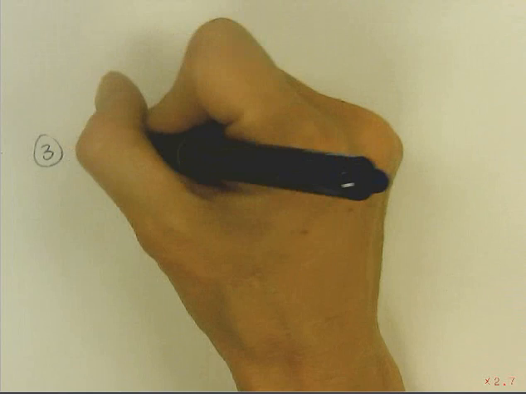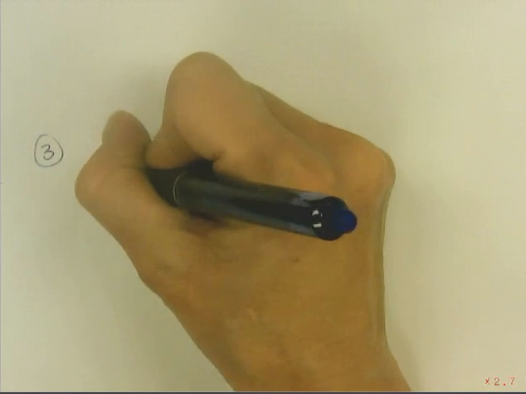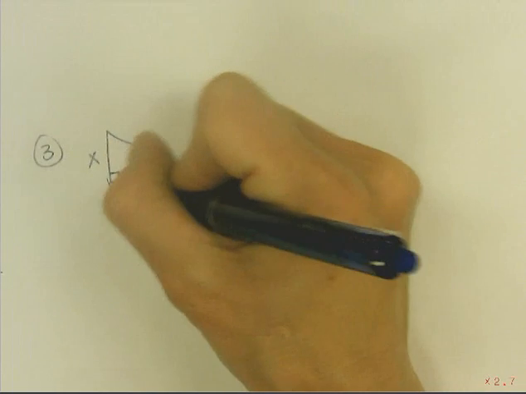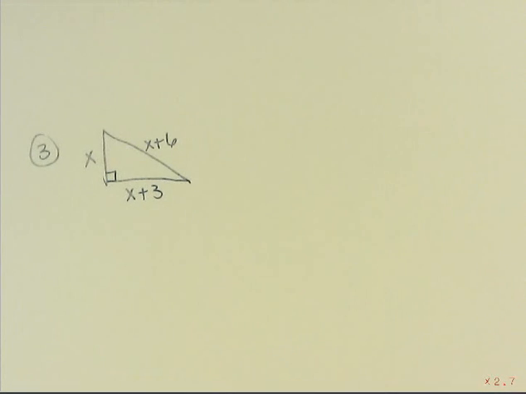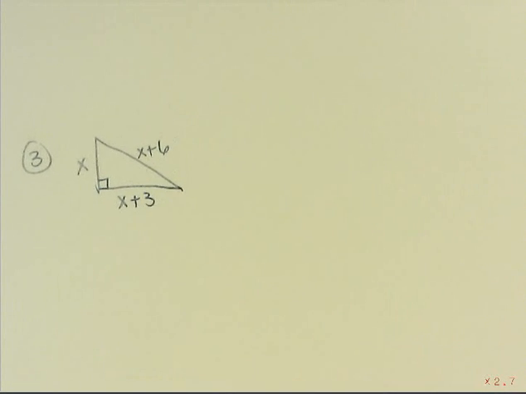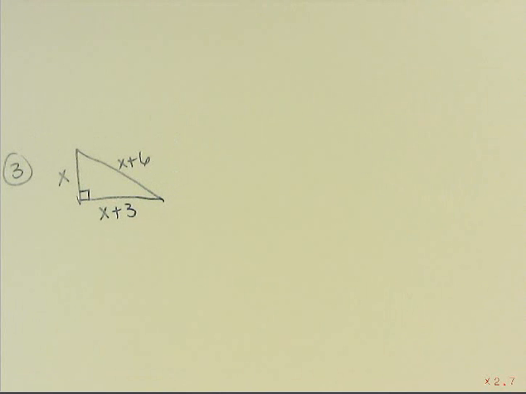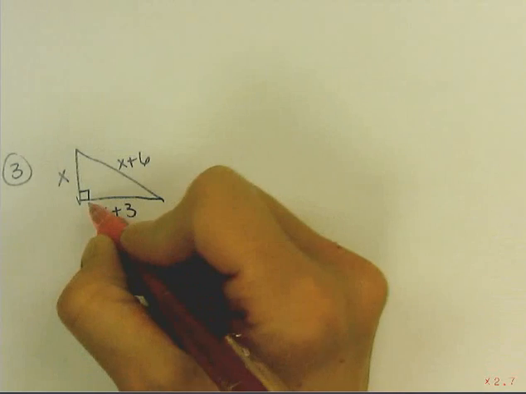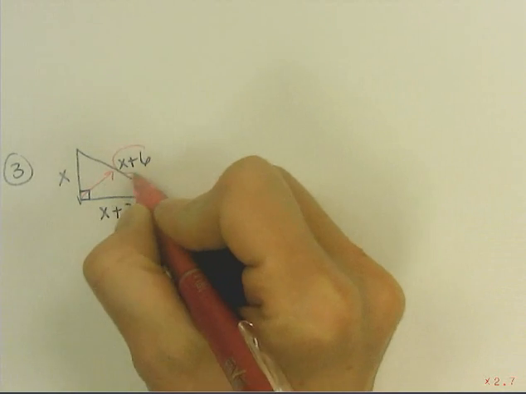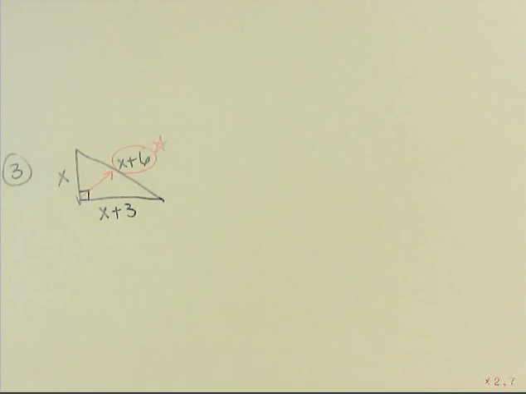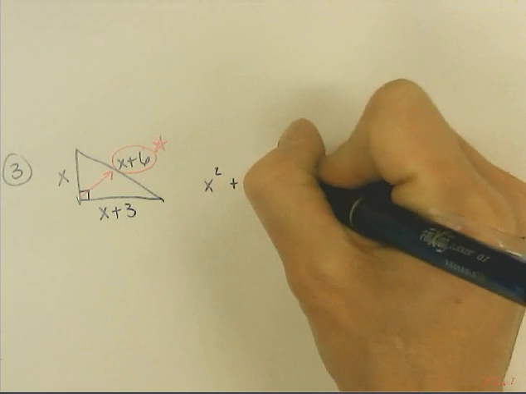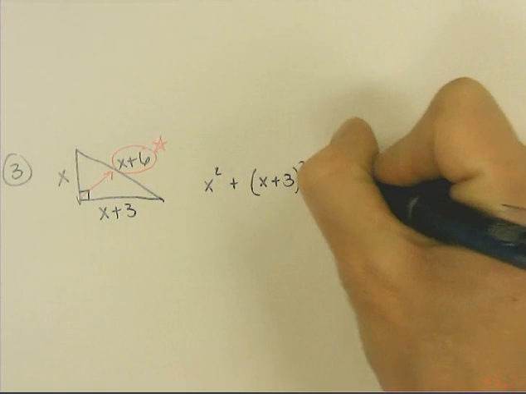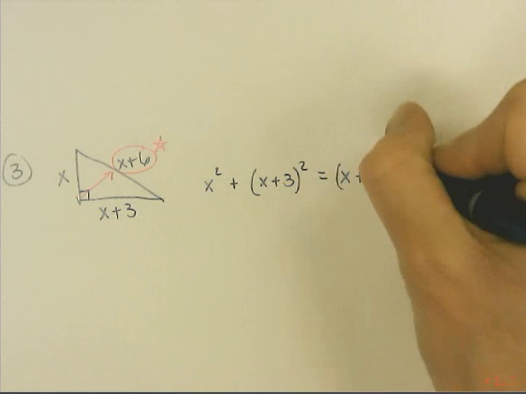Okay, so draw one more triangle. Okay, label those sides x, x plus 3, and x plus 6. And remember to locate where that hypotenuse is. Very important. That guy's my hypotenuse. And write your equation. x squared plus (x plus 3) squared equals (x plus 6) squared.